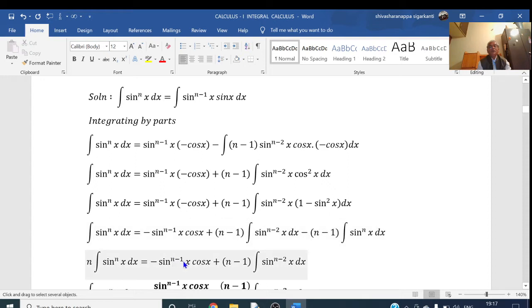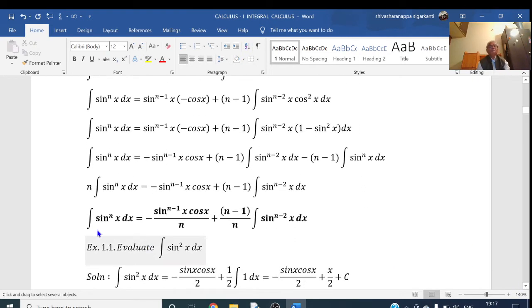is equal to minus sin x to the power of n minus 1 into cos x plus n minus 1 into the integral of sin x to the power of n minus 2 dx. So this is the required reduction formula. Here the power is n, and we are reducing the power to n minus 2. So this is the reduction formula.